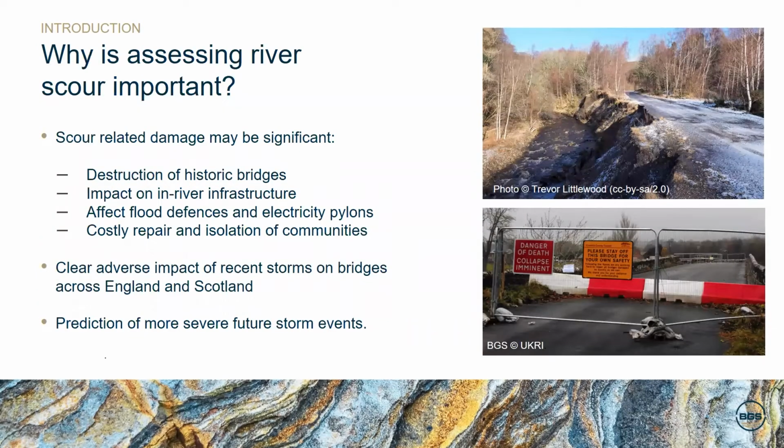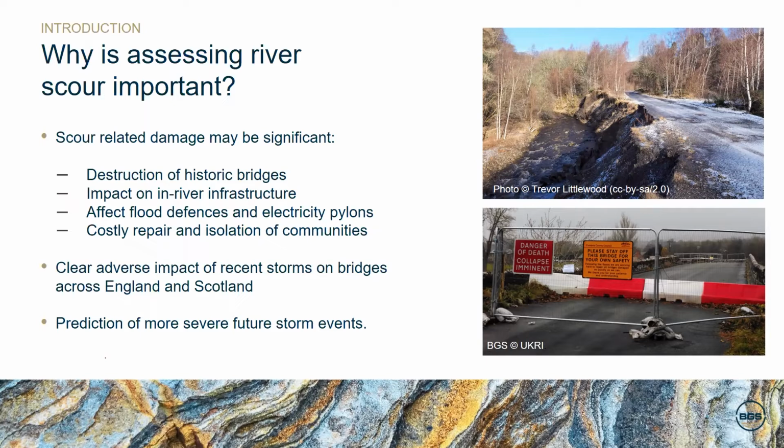Okay, so why is assessing river scour important? Thousands of bridges throughout the UK are historic, listed and of varying building material. They present an asset of approximately £10 billion. They often carry key infrastructure such as utilities, communications, and others. River scouring is an important threat to bridges as well as to in-river structures, flood defenses, and electricity pylons.